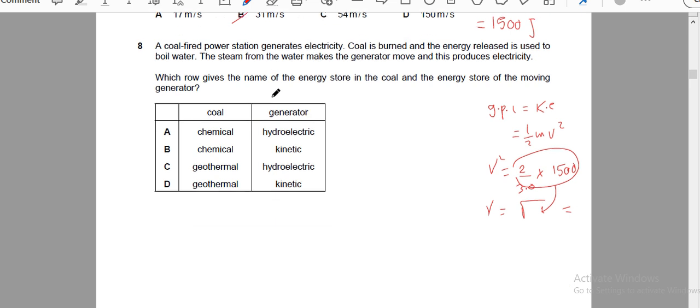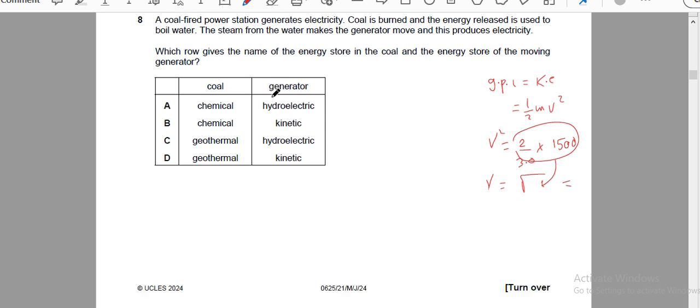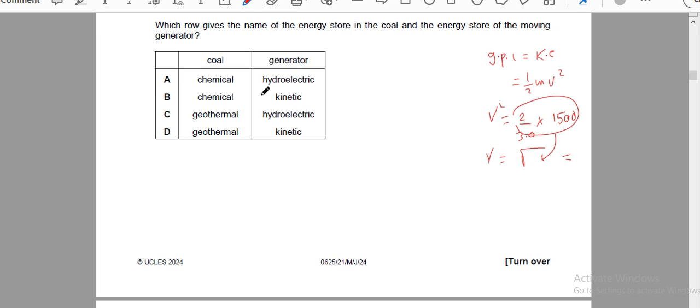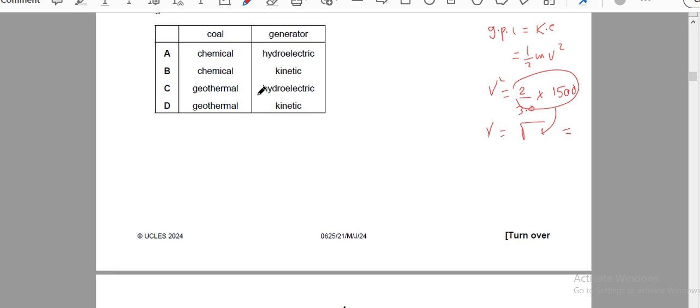A coal-fired power station generates electricity. Coal is burned. Energy is used to boil water. Steam from the water moves a generator that produces electricity. What is the name of the energy stored in coal and in the moving generator? In coal, chemical; in the moving generator, kinetic.